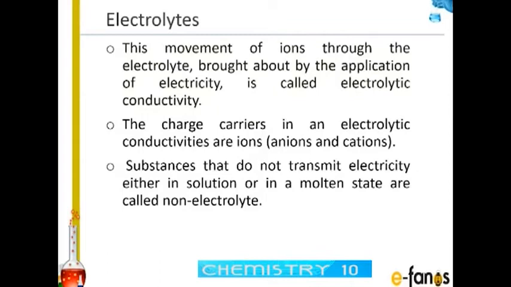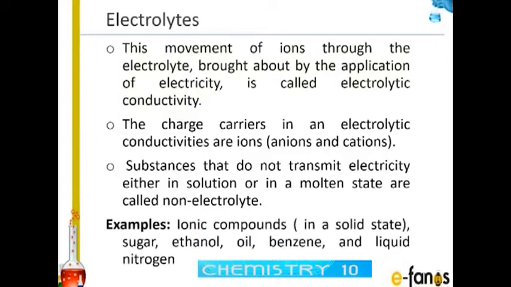Substances that do not transmit electricity, either in solution or in a molten state, are called non-electrolytes. Some examples of non-electrolytes are ionic compounds when they're in a solid state, sugar, ethanol, oil, benzene, and liquid nitrogen. And you can see that all of these compounds, except for the ionic compounds in the solid state, have covalent bonding.